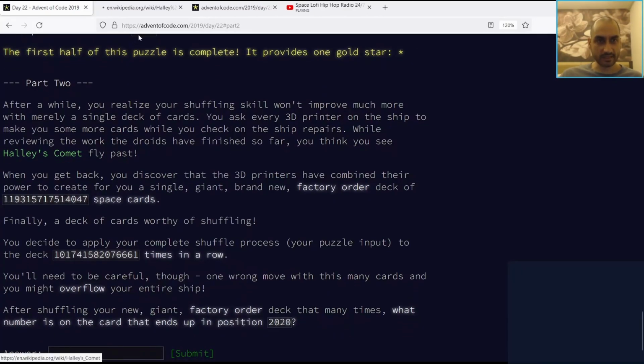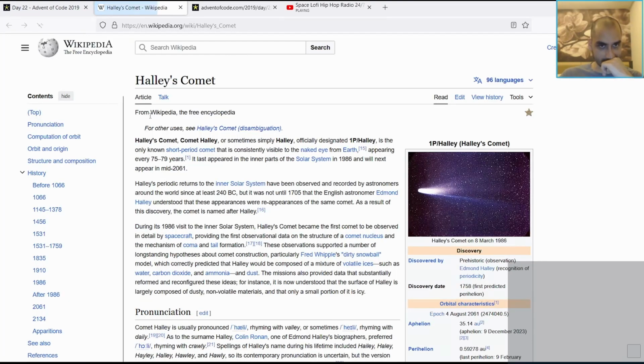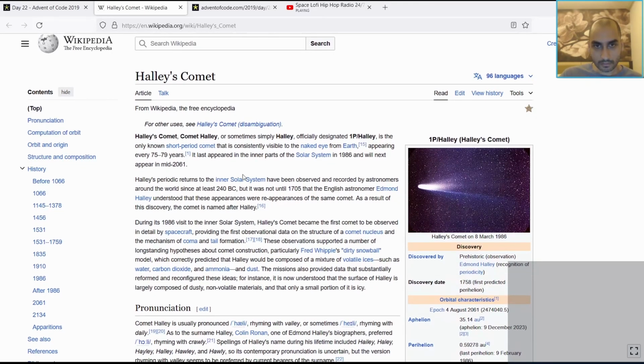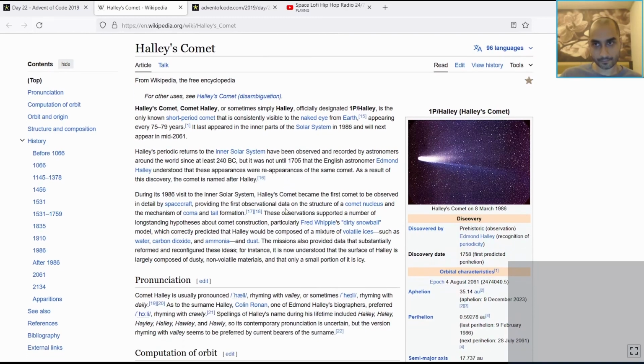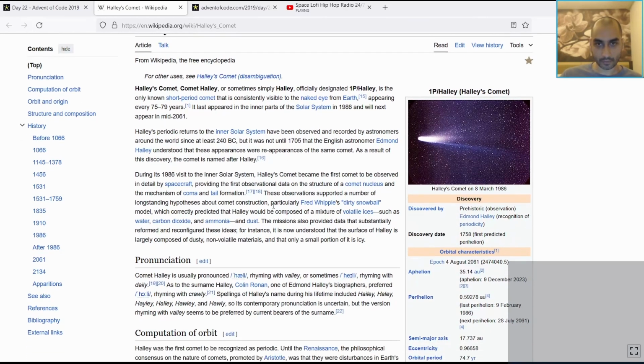Halley's Comet. Have I ever seen Halley's Comet? Remember the last time? No, I haven't. It was in 1986, and will next appear in mid-2061. So we've still got about 40 years to go. Okay. I will make a note somewhere.